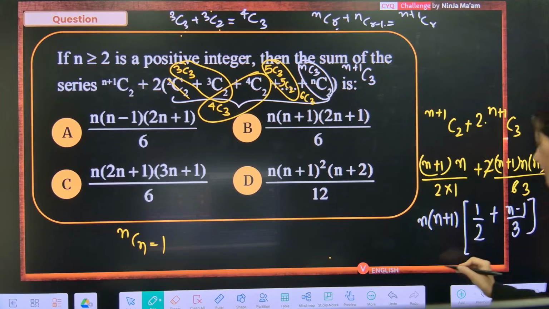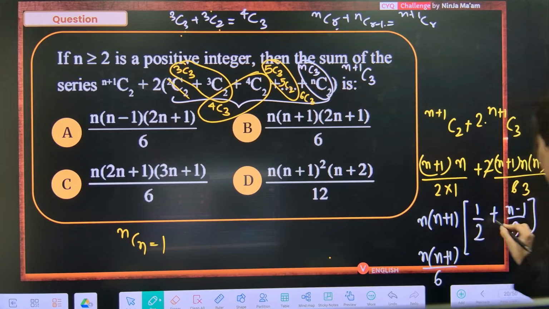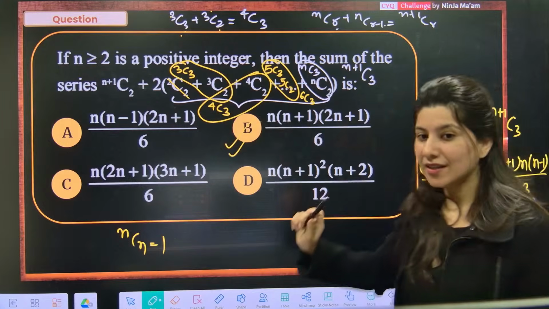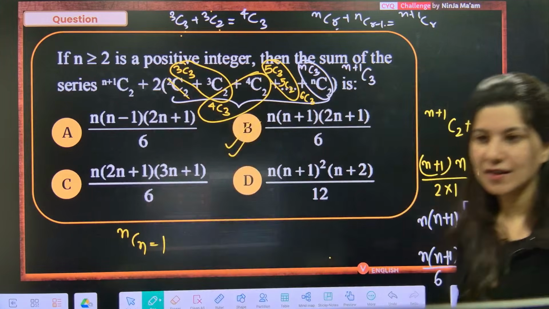So just solve it. You're going to get N plus 1 by 6 times 3 and 2N minus 2. So 2N minus 2 and this is plus 3. Minus 2 plus 3 is plus 1. Correct? And that's it. Okay. So let me check. Option B is absolutely correct. Yes. All right.